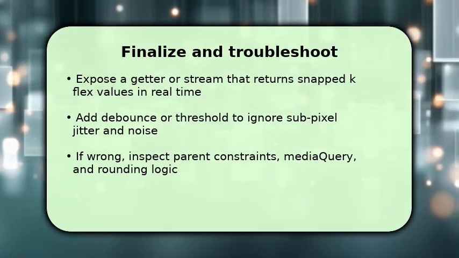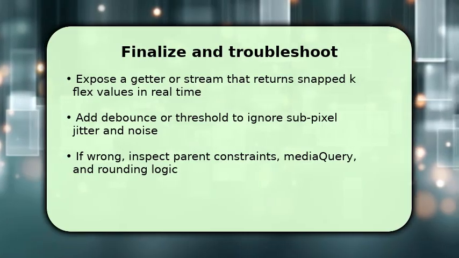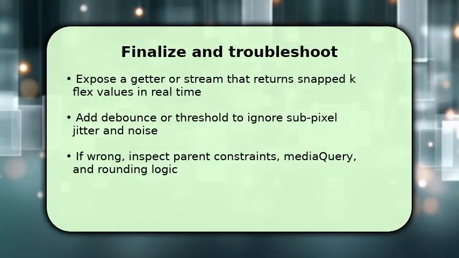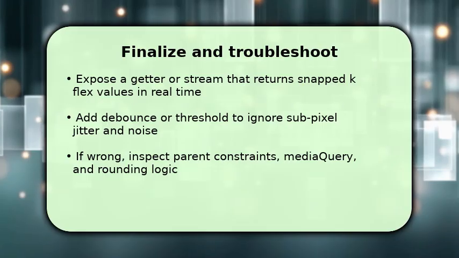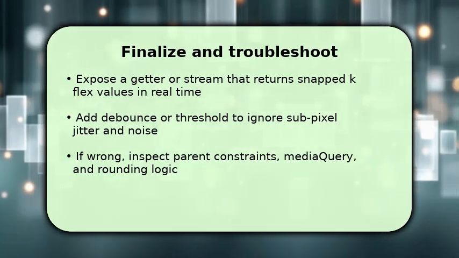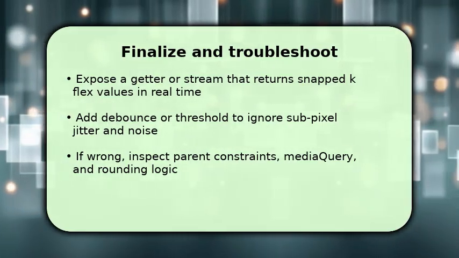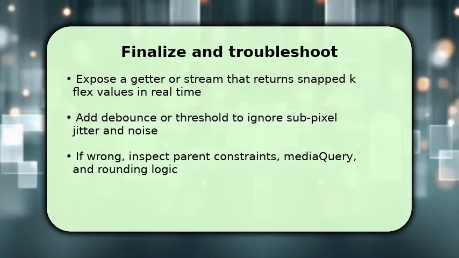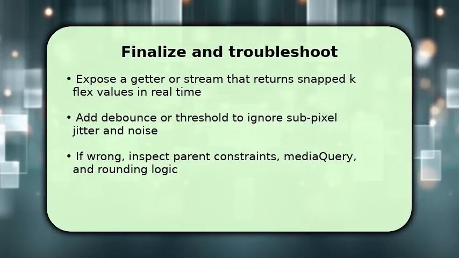If things go wrong, first check parent constraints and media query values because layout shifts change pixel to flex mapping. Then validate your rounding strategy. Make sure to log raw pixel values to diagnose mismatches quickly and iterate until snaps are stable.